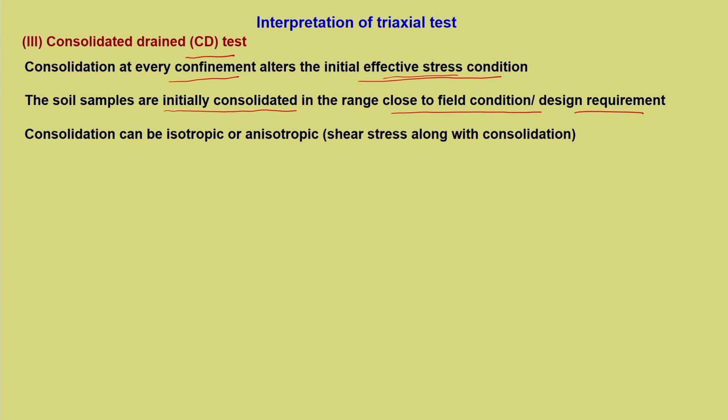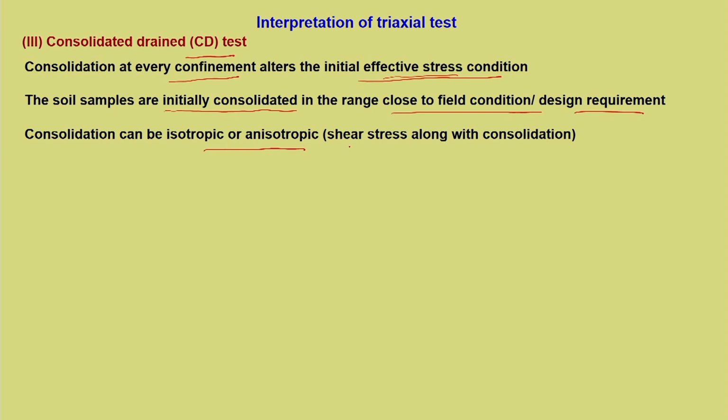Now, consolidation can be isotropic or anisotropic. Isotropic consolidation is what we normally do. Anisotropic means we can also consolidate at some K0 value for maintaining a more realistic situation, because isotropic consolidation, as we discussed in the last lecture, is not actually realistic. We choose it for simplicity.